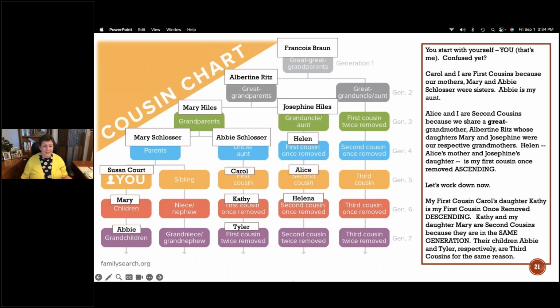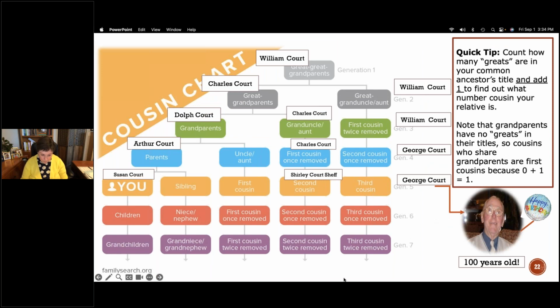Okay, we're going to look at this chart one more time, so I can give you a quick tip. Count how many greats are in your common ancestor's title and add 1 to find out what number cousin your relative is. Grandparents, of course, have no greats. I mean, they may be great, but they don't have any greats in their title. So the cousins who share grandparents, like Carol and I, are first cousins because 0 + 1 is 1.